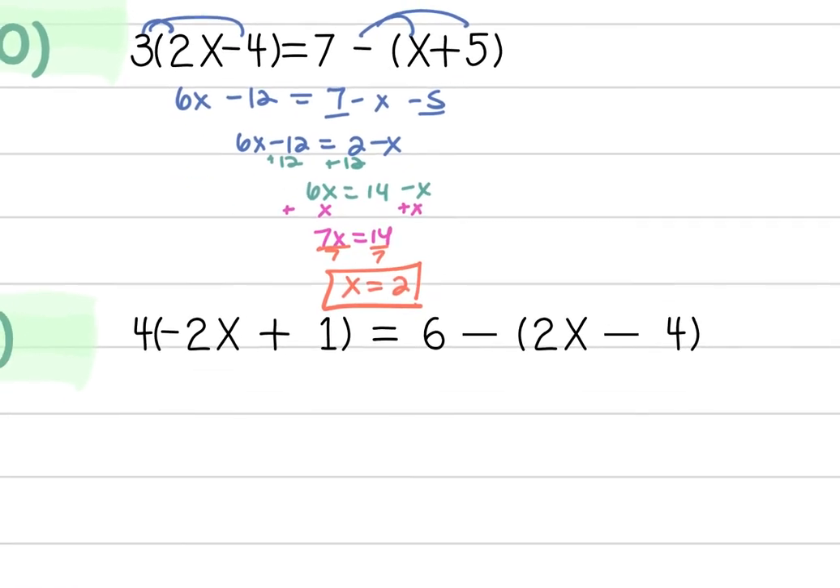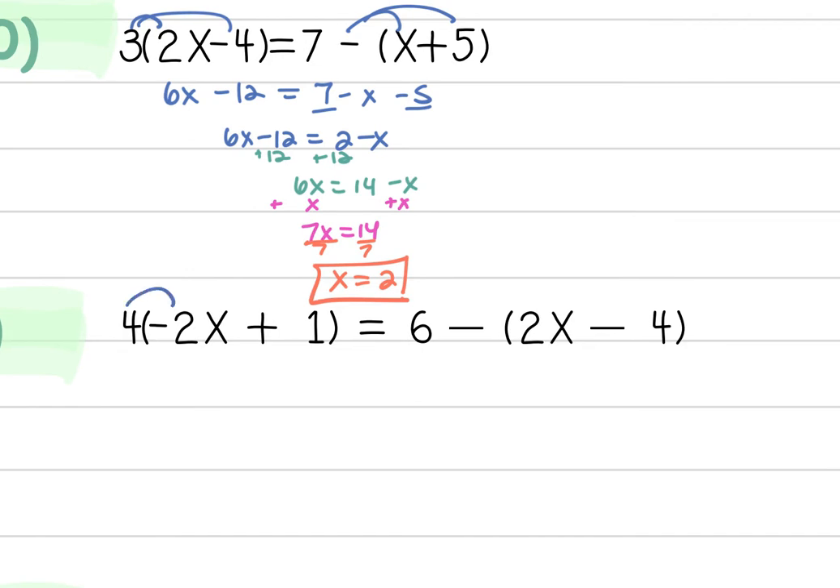On 11, you want to distribute the 2, so I'm going to distribute this. Negative 8x plus 4 equals 6 minus, this minus goes to both, 2x plus 4. And that last step right there is probably the most commonly made mistake on these: forgetting to distribute that negative to both terms, so just be really careful.